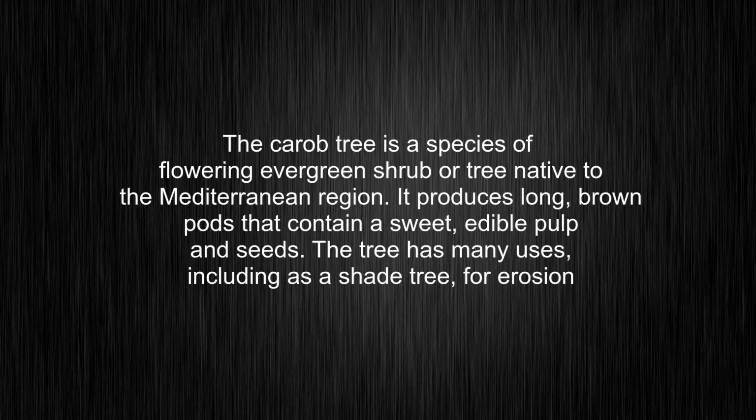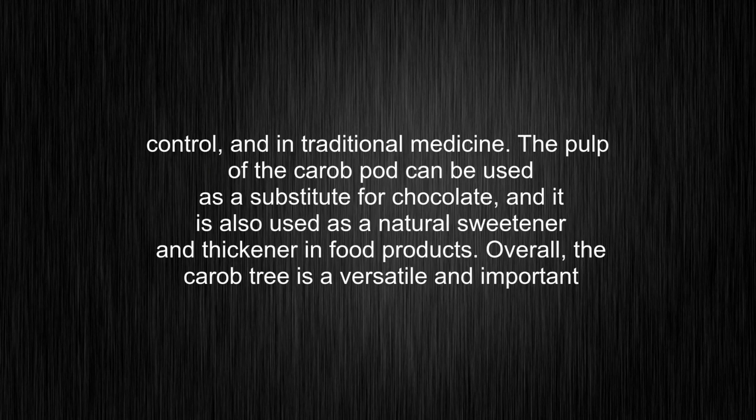The carob tree is a species of flowering evergreen shrub or tree native to the Mediterranean region. It produces long, brown pods that contain a sweet, edible pulp and seeds. The tree has many uses, including as a shade tree, for erosion control, and in traditional medicine.